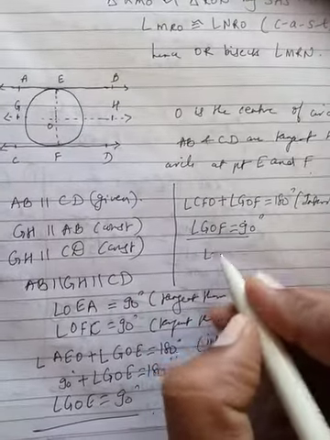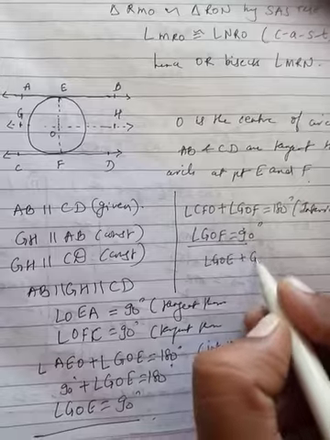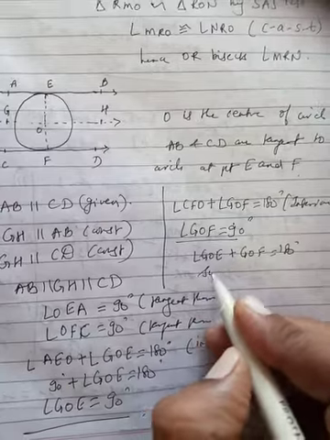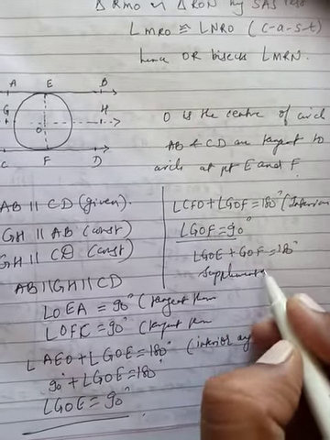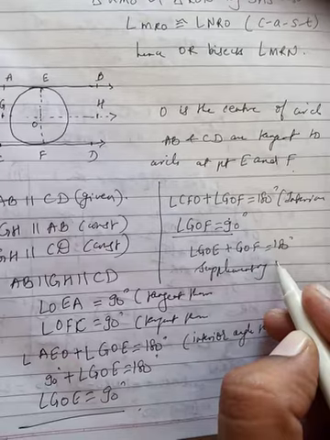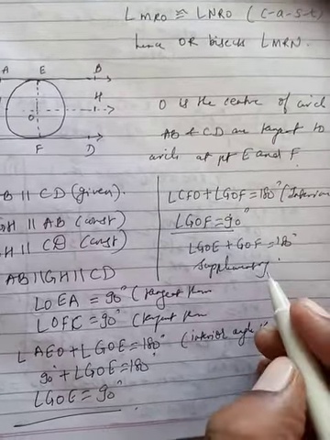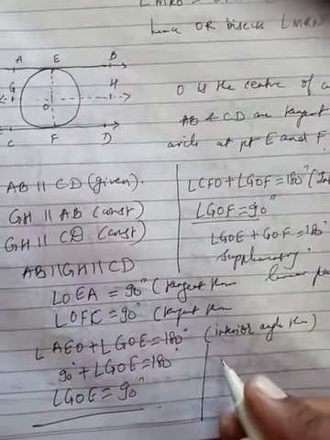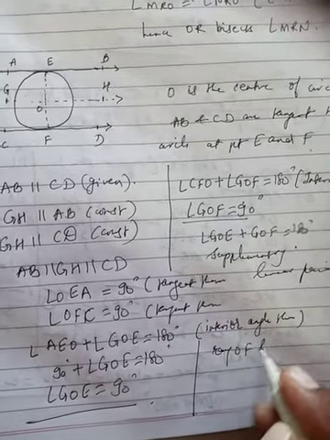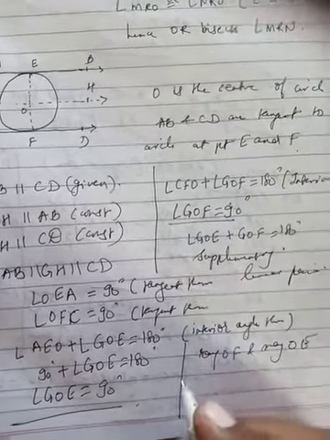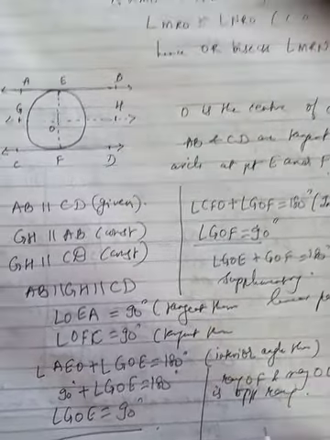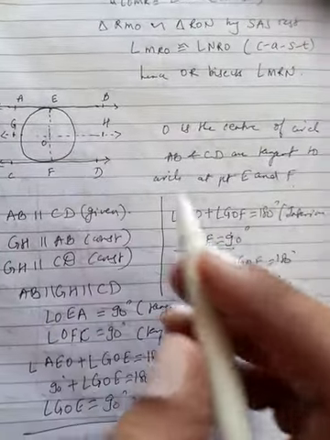So now we can say angle GOE plus angle GOF is equal to 180 degree. These angles are supplementary angles. They are forming linear pair. So now we can say that ray OF and ray OE are opposite rays.